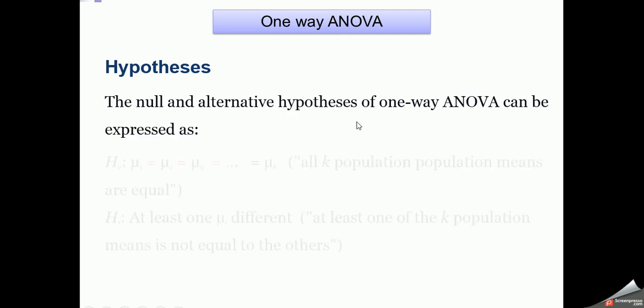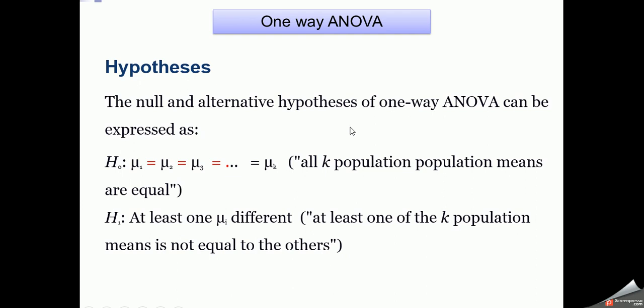Let's see the hypothesis that they have. The first one, the null hypothesis, says that the population means for the 3 or the k samples are equal. The alternative hypothesis says that at least one of the sample means is different than the others. For example, like this one is different from the others, so we take the alternative hypothesis.